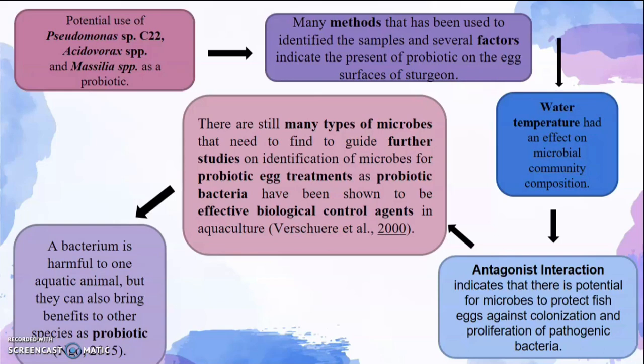Antagonist interaction indicates that there is potential of microbes to protect fish eggs against colonization and proliferation of pathogenic bacteria. There are still many types of microbes that need to be found to guide further study on identification of microbes for probiotic egg treatment, as probiotic bacteria have been shown to be effective biological control agents in aquaculture. A bacterium is harmful to aquatic animals, but they can also bring a benefit to other species as probiotic.